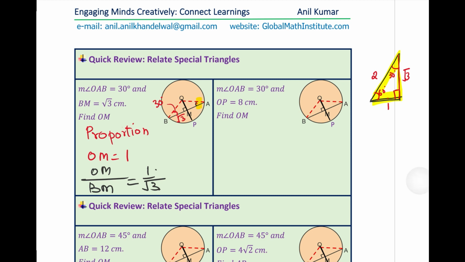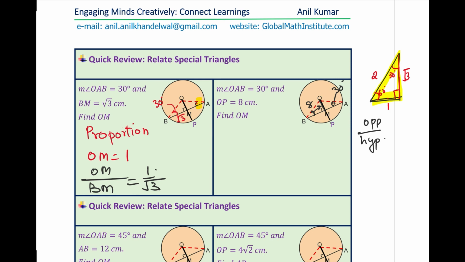In this case, once again, we are given this angle as 30 degrees. Now OP is given to us as 8. So OP is 8. That means the radius is 8. Find OM this time. So this time we are given the hypotenuse, right? And the side opposite. So we are given the opposite side and we are given the hypotenuse. Do you see that part?